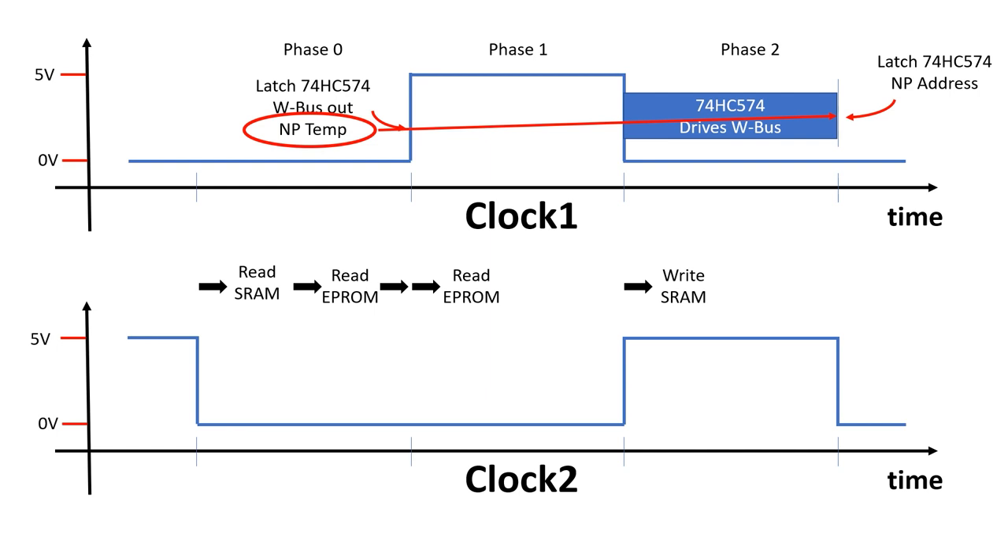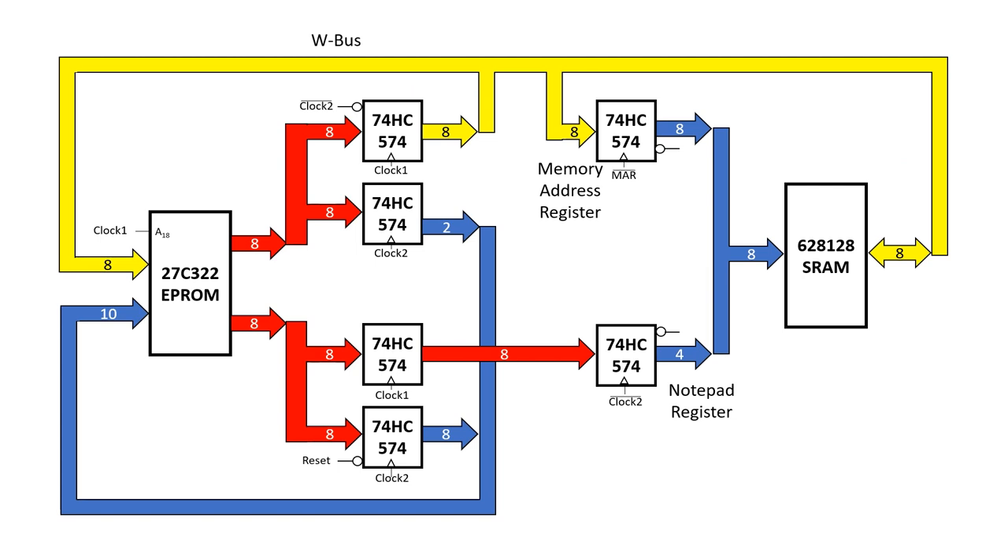The data coming out of the EEPROM latched on clock 2 is a lot more time-sensitive. This includes the state, which we want to use for the next clock cycle, and the memory read and write signals, which we need to use immediately.